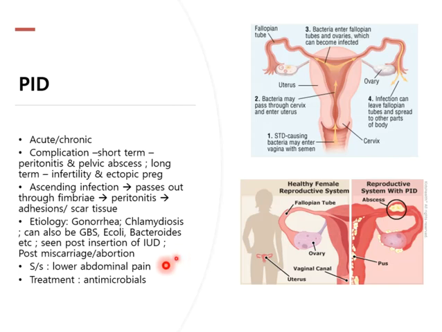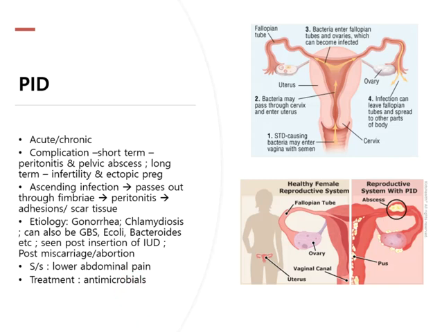Generally the individual will present with a lower abdominal pain which is very dull. It's not a pinpointing pain, it's a very dull and generalized kind of lower abdominal pain. The treatment is very simple. You have to give antimicrobials, the antibiotics. Okay, so that was about the infections of the female reproductive organs.